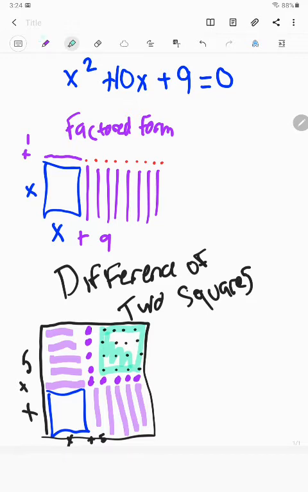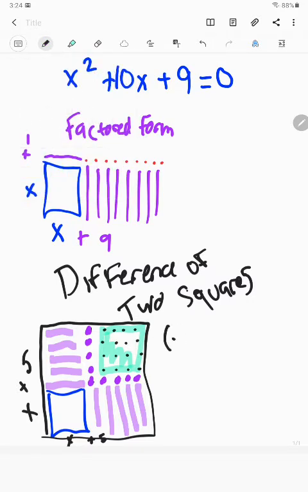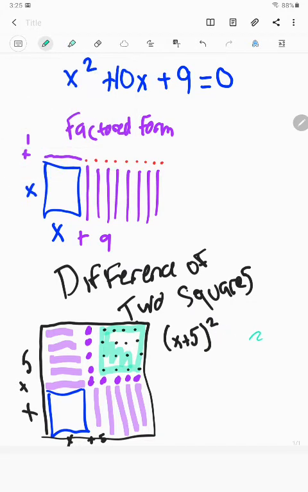So what do we actually get out of this? Well, we have the larger square, which I've been using black, so I have x plus 5 squared. But then we have this teal amount, which is really a 4 by 4. So that would be take away 16, and this is really vertex form.